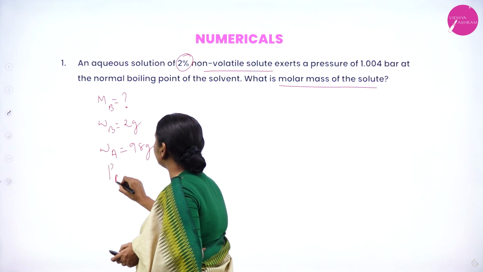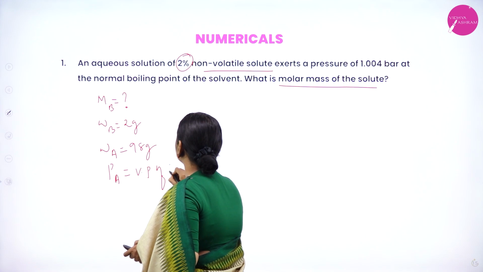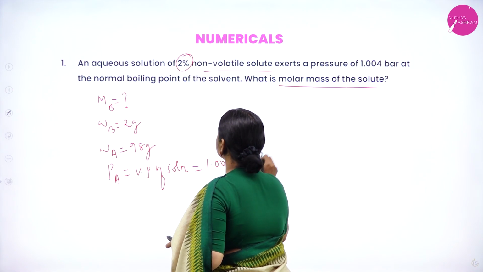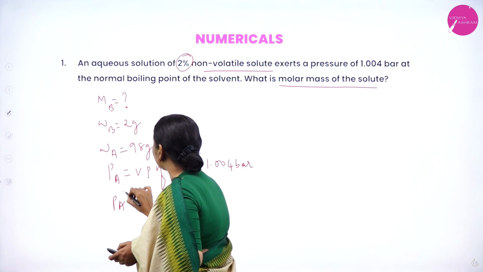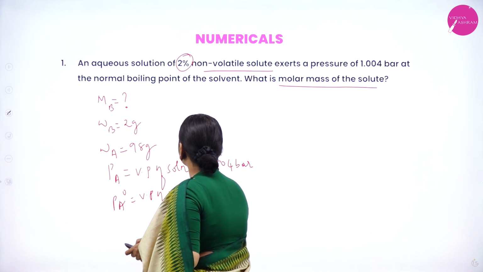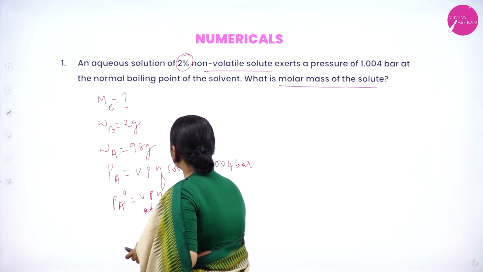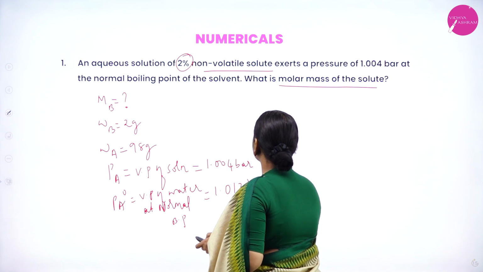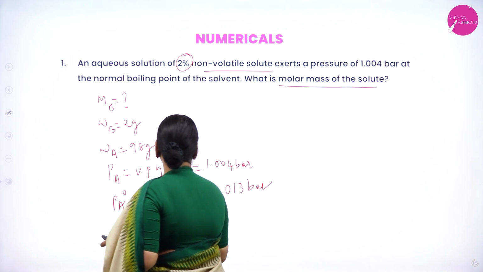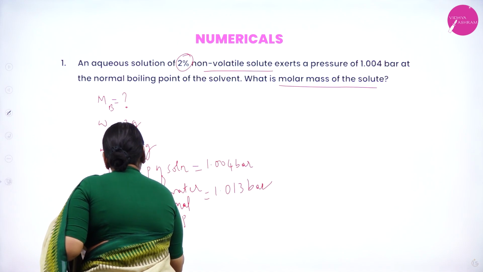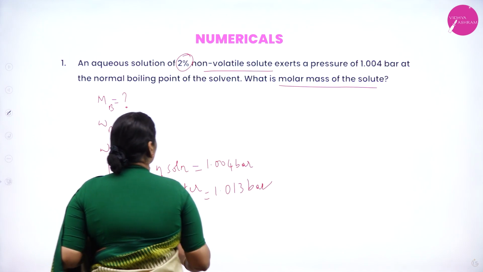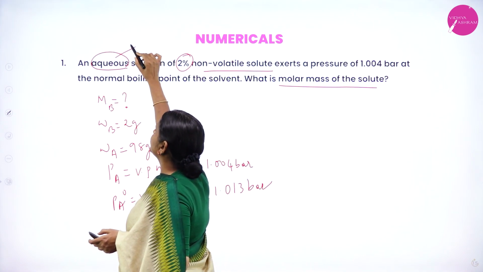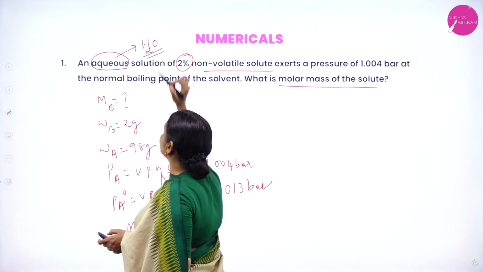And it exerts a pressure of PA. PA is the vapor pressure of solution, which is equal to 1.004 bar. What is PA naught? PA naught is the vapor pressure of water at the normal boiling point, which is 1.013 bar. MA is equal to 18 gram. What is the solvent? The solvent is water, because here it is mentioned aqueous solution. Aqueous solution means the solvent is water. What's the molecular mass of water? 18.